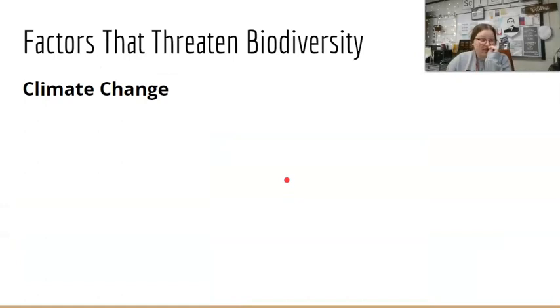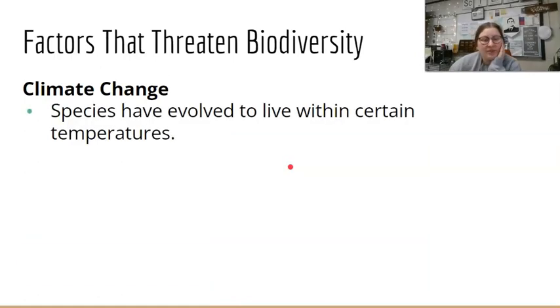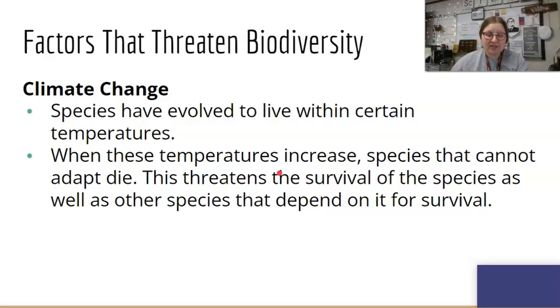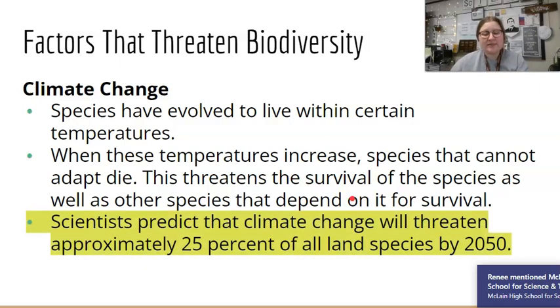Another thing that threatens biodiversity is going to be climate change. So species have evolved to live within certain temperatures. When these temperatures increase, species that cannot adapt die. This threatens the survival of the species as well as other species that depend on it for survival. Scientists predict that climate change will threaten approximately 25% of all land species by 2050, so in just over 25 years.